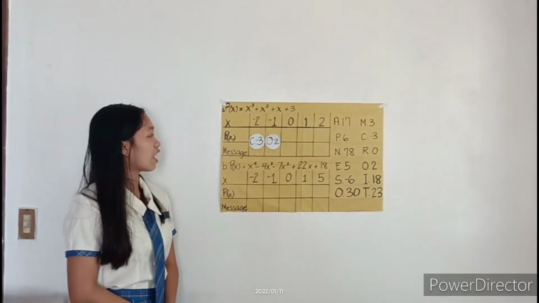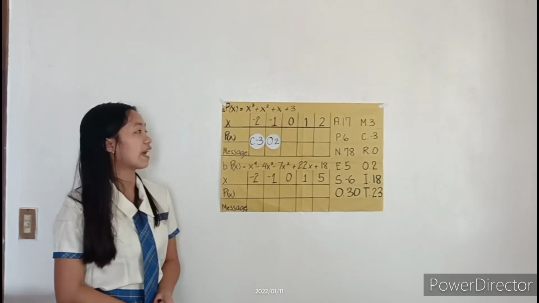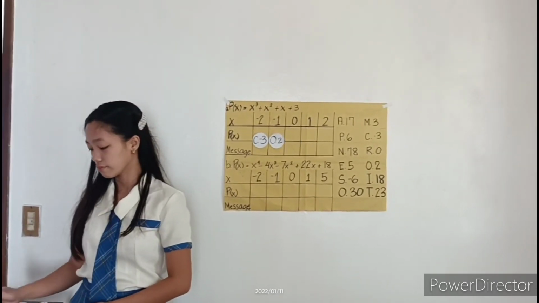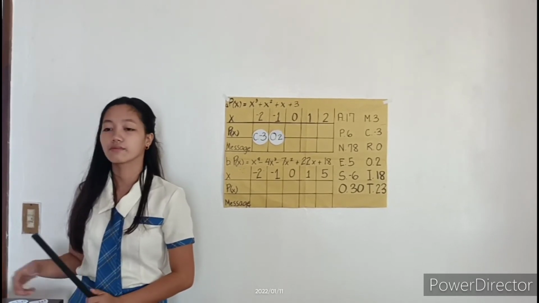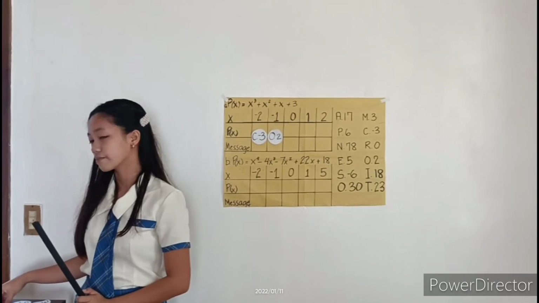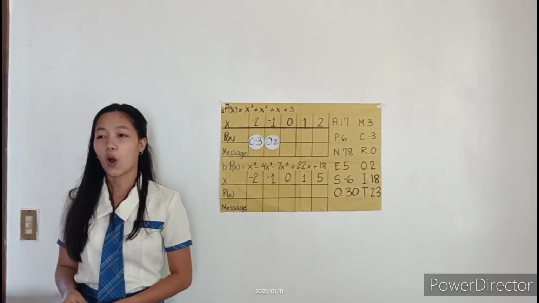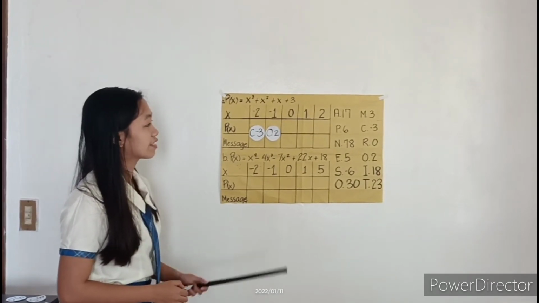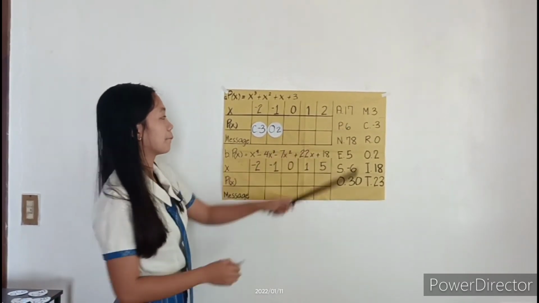Find the value of p of x if the value of x is 0. Go! So, what's the correct answer? 3. Group 1 got the correct answer. The letter that matches your answer is M.